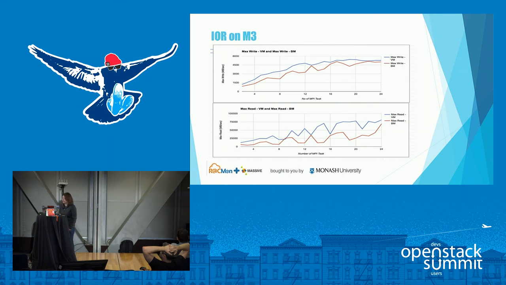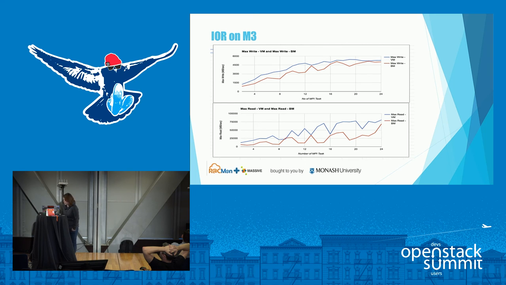This is not what I expected when I finished running the test. For some reason, the blue line, which is the virtual machine, actually performed well better than the bare metal. So yay, we're quite happy, but I have no idea why it happens. One thing that I want to point out is the file system was really busy. It's fully reserved when I was doing the test, and I'm not running the test on the same machine that runs the instances.